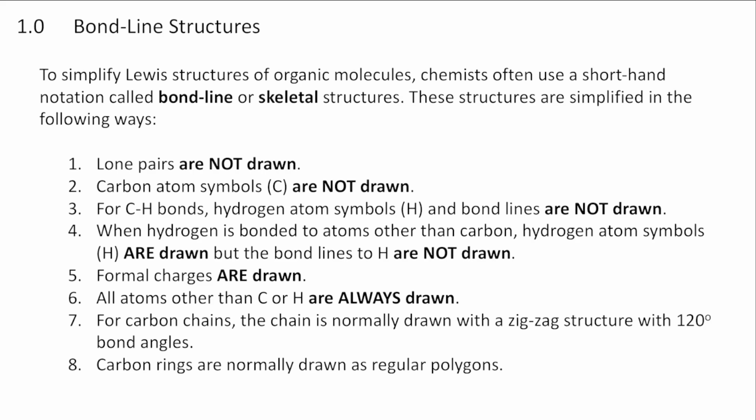For carbon chains, since we're not writing the carbon symbols anymore, we just draw the bonds themselves. Normally the chains are drawn with a zigzag structure with approximate angles of 120 degrees between each of the bond lines. For rings, we normally just take the size of the ring. So if there's 6 carbons, we would draw it as a regular polygon like a hexagon. If there's 8 carbons, we might draw it as an octagon.